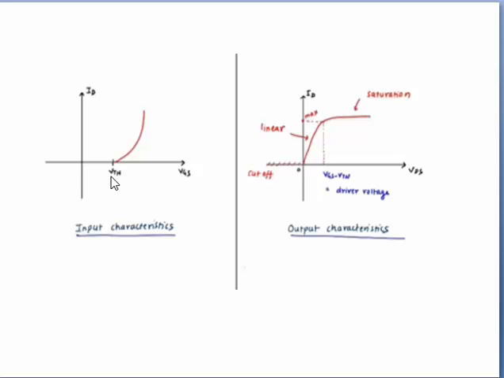Now if VGS is greater than VTHN, where VTHN is the threshold voltage, then MOSFET is on. If we provide a voltage VGS greater than VTHN, then current will flow, and as you increase the input voltage more, the current also increases. Similarly, if the input voltage VGS is less than VTHN, then no current flows, that means ID is equal to 0.